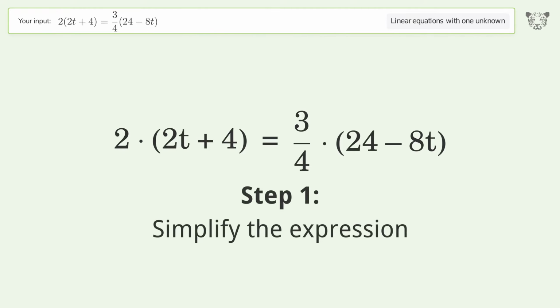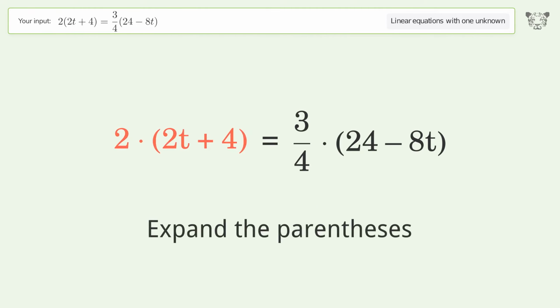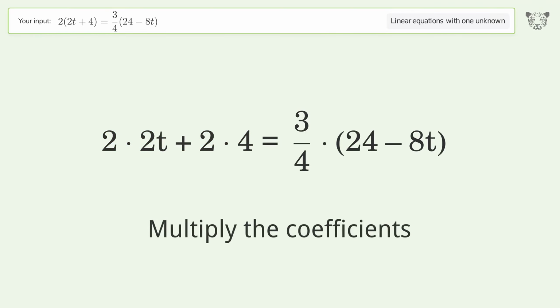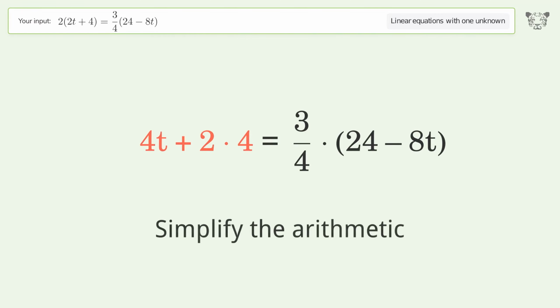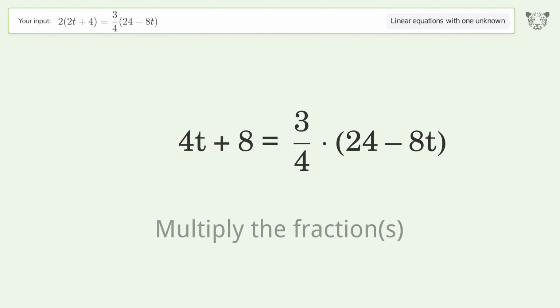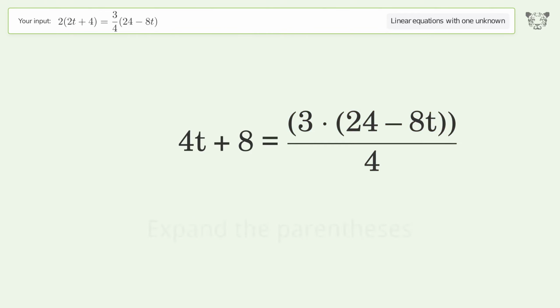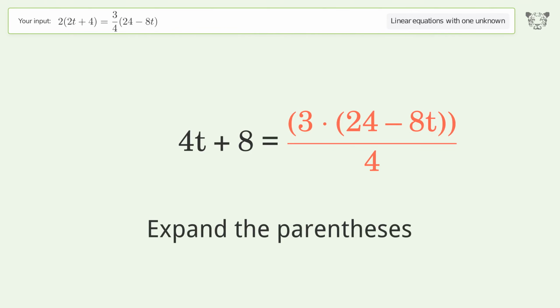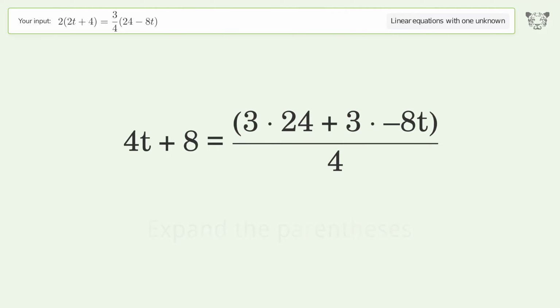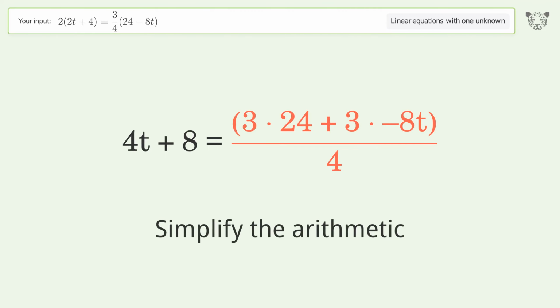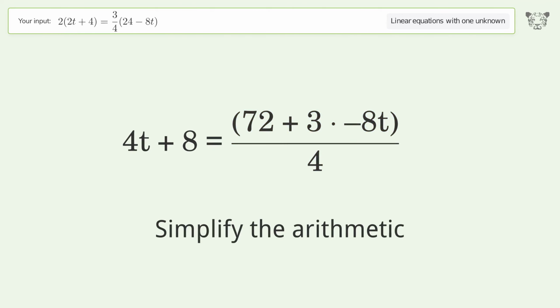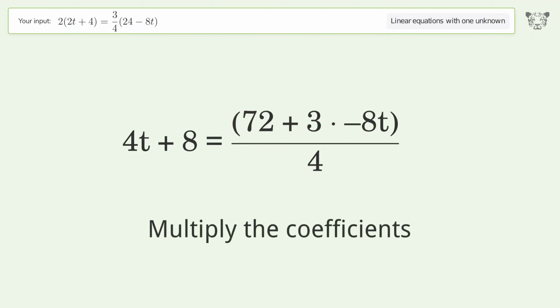Simplify the expression. Expand the parentheses. Multiply the coefficients. Simplify the arithmetic. Multiply the fractions. Expand the parentheses. Simplify the arithmetic. Multiply the coefficients.